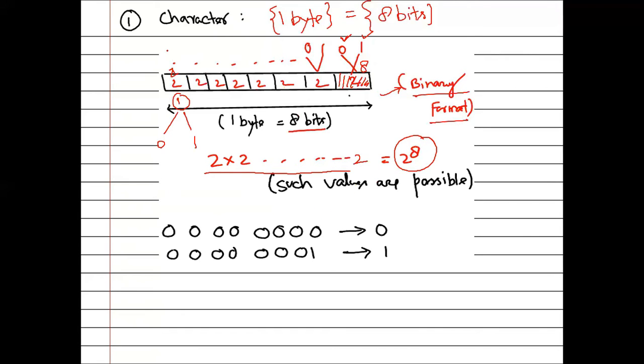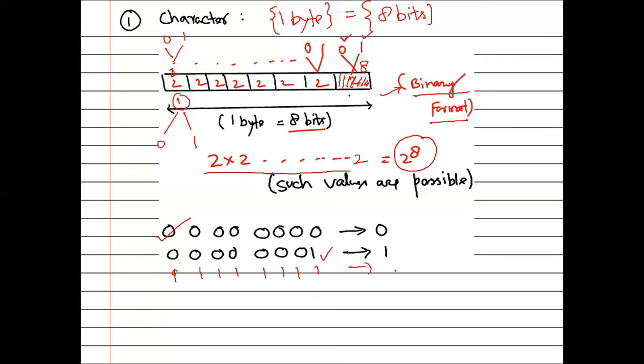So if each bit can store 0 or 1, the first possibility would be placing 0 at each and every bit, so it would become all zeros. Then we can change the code, placing 1 at the end, and the data would be like this.